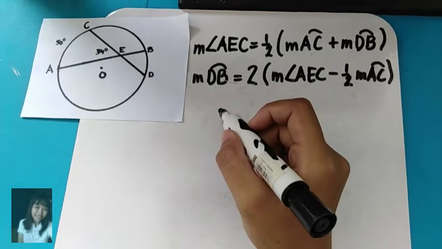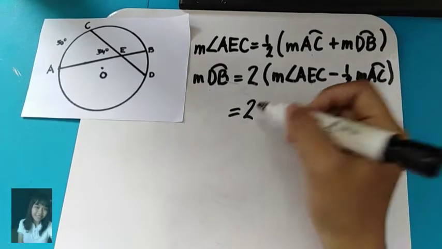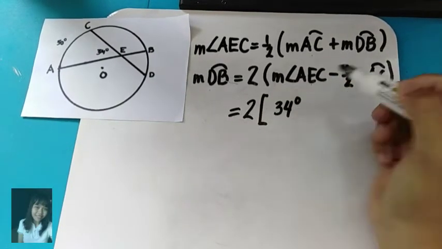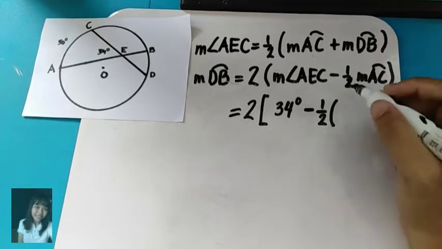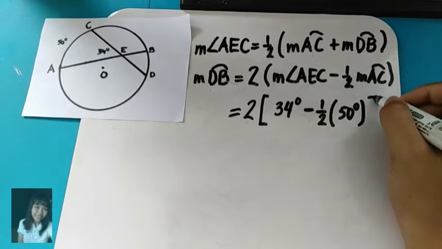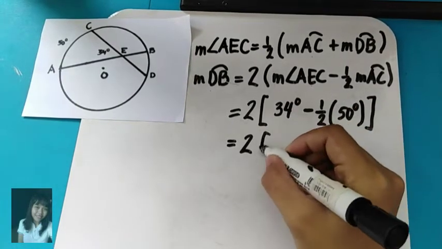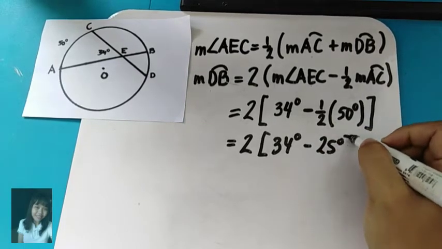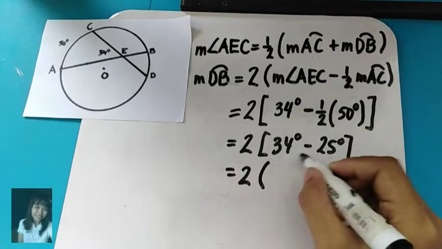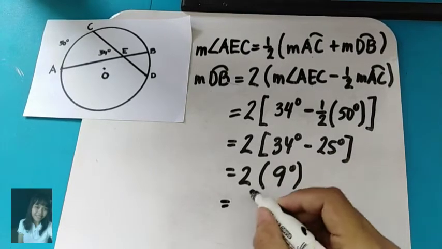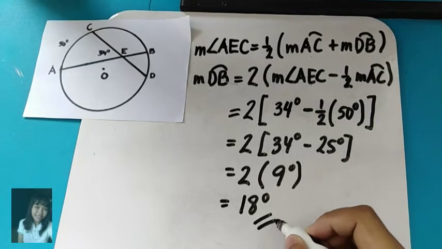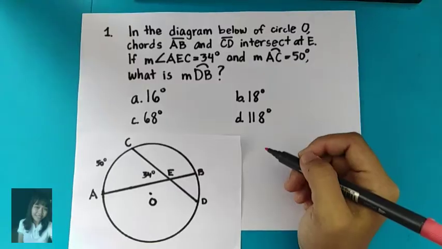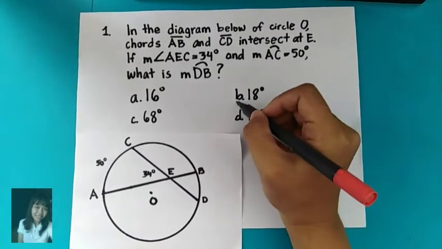Substituting the values given, we have 2 multiplied by the measure of angle AEC, which is 34 degrees, less half of the measure of arc AC, which is 50 degrees. To simplify, half of 50 is 25. So 34 minus 25 is 9. Multiply these two, and we arrive at an answer of 18 degrees. Therefore, the measure of arc DB is 18 degrees, and our answer for problem number 1 is letter B.